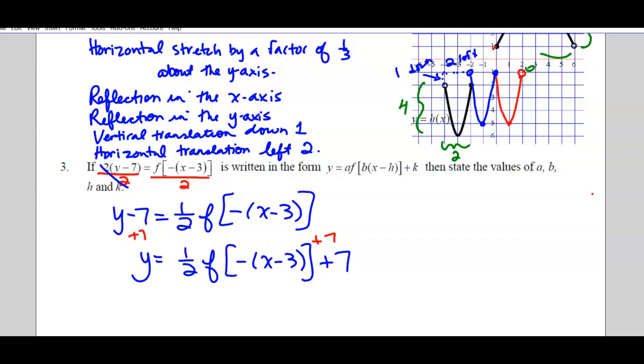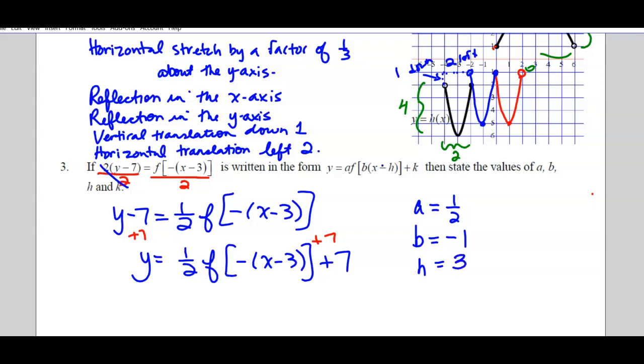So in this case, you're asked for all of them. Here, A is 1/2, B is -1, H is 3. So again, good attention to detail. That's x minus a number. Is this x minus a number? Yes, so that number, that digit, is 3.